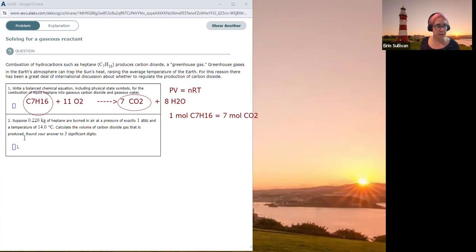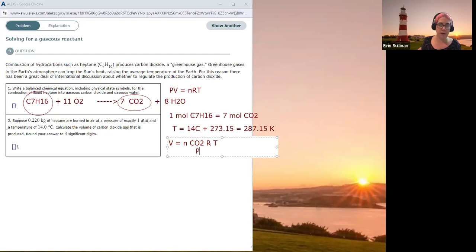So we've nastily been given our mass of heptane in kilograms, so we're going to have to convert that into grams. We've got the pressure, okay, it's 1 atmosphere. We've got the temperature, but it's only in degrees Celsius. So as always, for any gas law stuff, we've got to convert to Kelvin. So 273.15 plus 14 is going to give me 287.15 Kelvin. That is my temperature. R is going to be the gas constant. So my PV equals nRT, I'm going to want to rearrange and solve for volume. So it's going to be n, the number of moles of carbon dioxide, times R times T over the pressure.